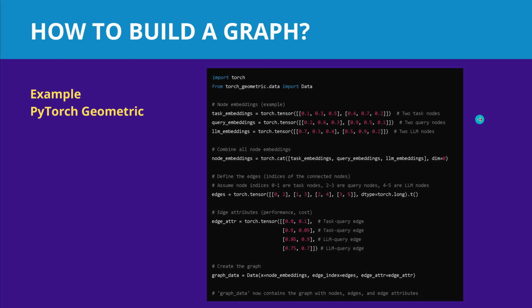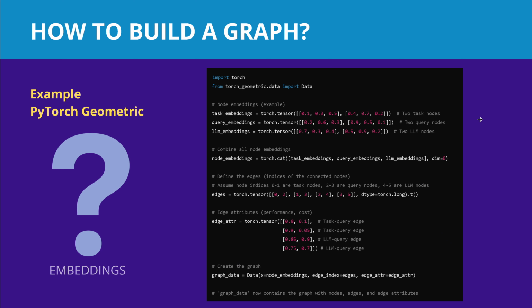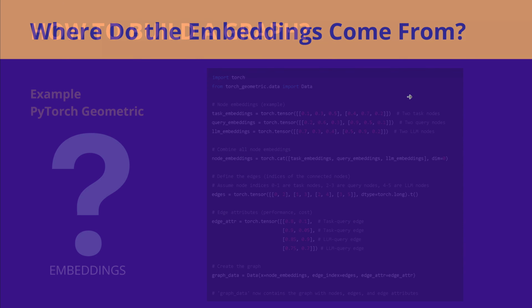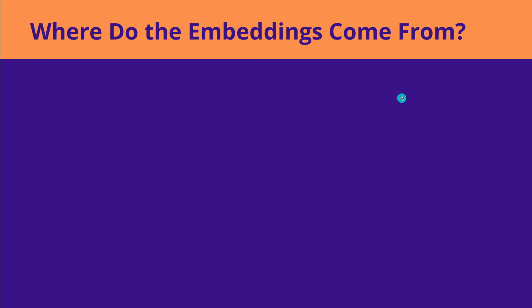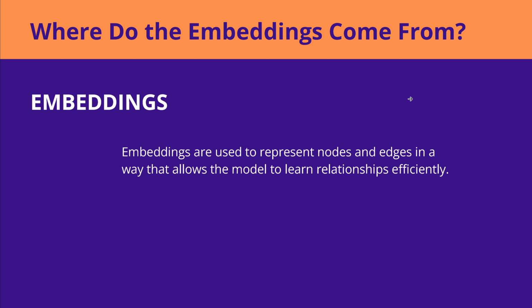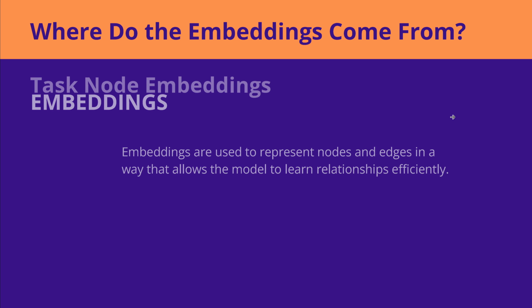But you might say, hey, wait a minute, what do you mean we have the task embeddings? Where do the embeddings come from? Okay, no problem at all. Embeddings are simply used to represent nodes and edges in a way that would allow multiple models to learn relationships, and to learn those relationships efficiently.